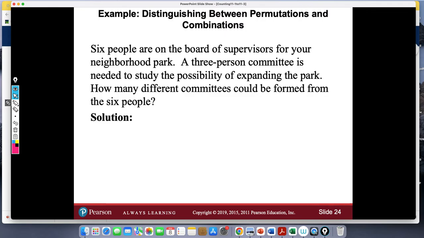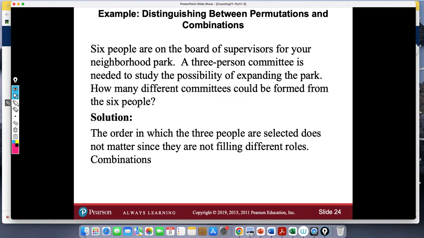6 people are on a board of supervisors for your neighborhood park. A 30-person committee is needed to study the possibility of expanding the park. How many different committees? Can you see that the order's not important? There is not a leader of the committee. It's just a committee. So this is a combination. Typically when you see a committee, but just watch for it, it might have an executive committee. An executive committee means there's a president, vice president, and so forth.